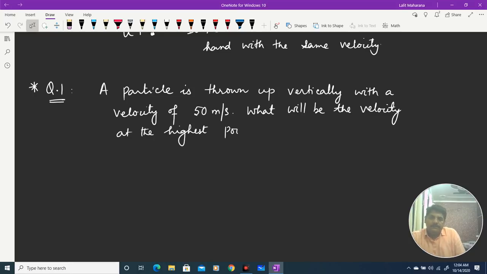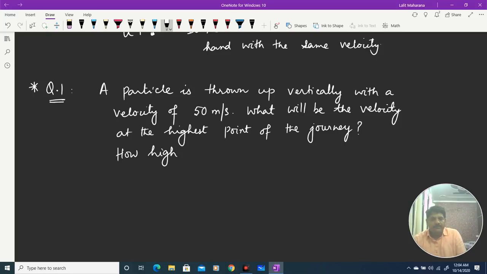At the highest point of the journey. This is the first part of the question. And what is the second part? How high would the particle rise?